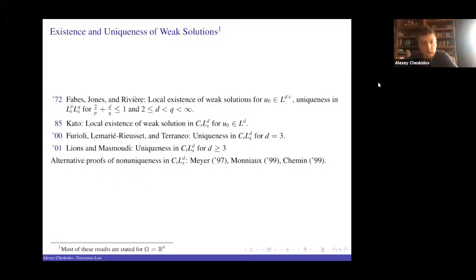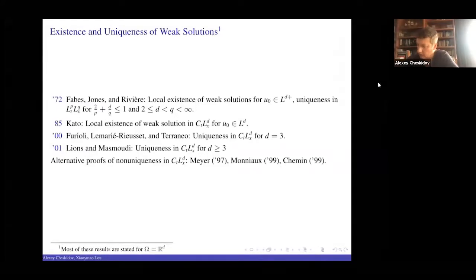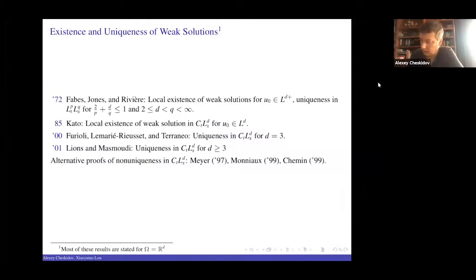So this class of weak solutions has been studied quite extensively. Fabes, Jones, and Rivière proved local existence of weak solutions for initial data in L^{d+ε}. Here d is the dimension. And they proved the uniqueness of weak solutions in the critical L^p L^q class, where the boundary points are not included.